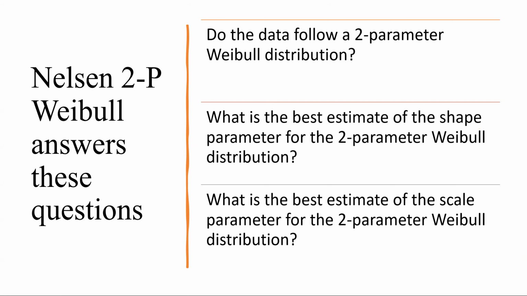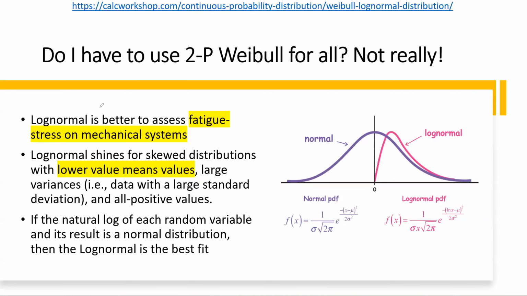Well, then people might ask, is Weibull the only one I could have? Whenever I see a probability problem, do I always have to use Weibull analysis? Well, the answer is not really, because in some conditions you could benefit by using lognormal or normal. The lognormal is better to assess the fatigue stress on mechanical systems.